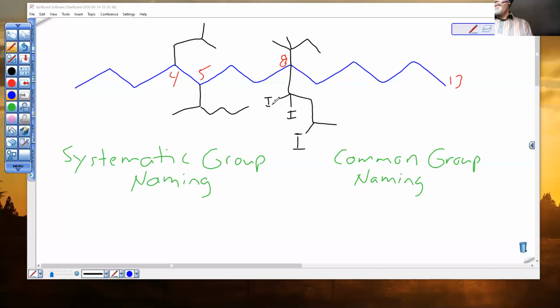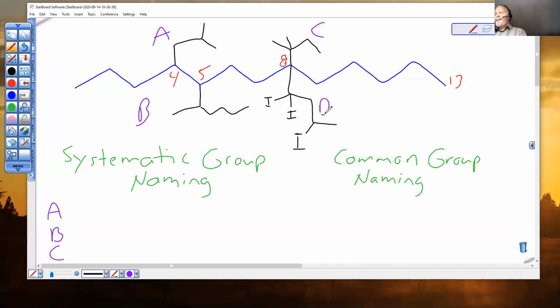So let's do all these groups, call them A, B, C, and D, and use both systems, and then we'll try to figure out how these systems work. Let's finish A through C, and then I'll have room to write D. Okay.